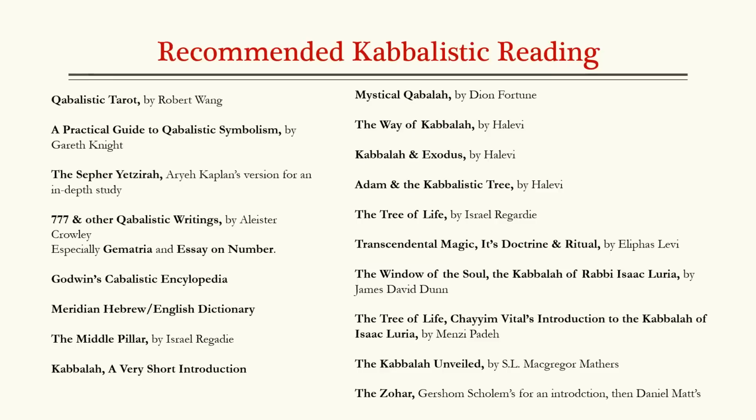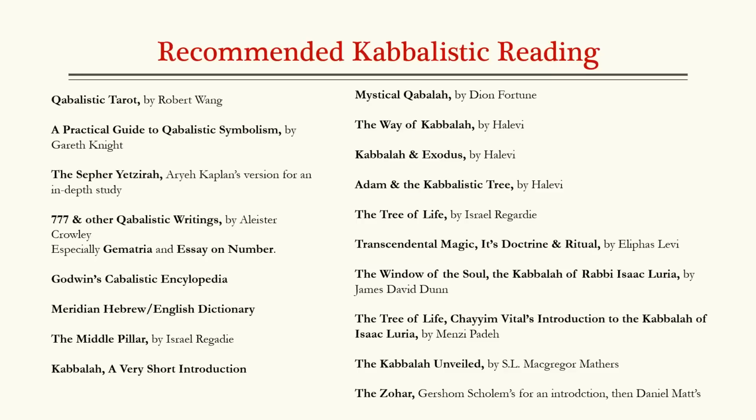Adam, the Kabbalistic Tree, talks about the creation of the universe and the creation of Adam Kadmon, which our next lesson is going to be an in-depth exposé on creation from Adam Kadmon through the 4 worlds of Atziluth, Briah, Yetzirah, and Assiah. So we'll see you later for that.